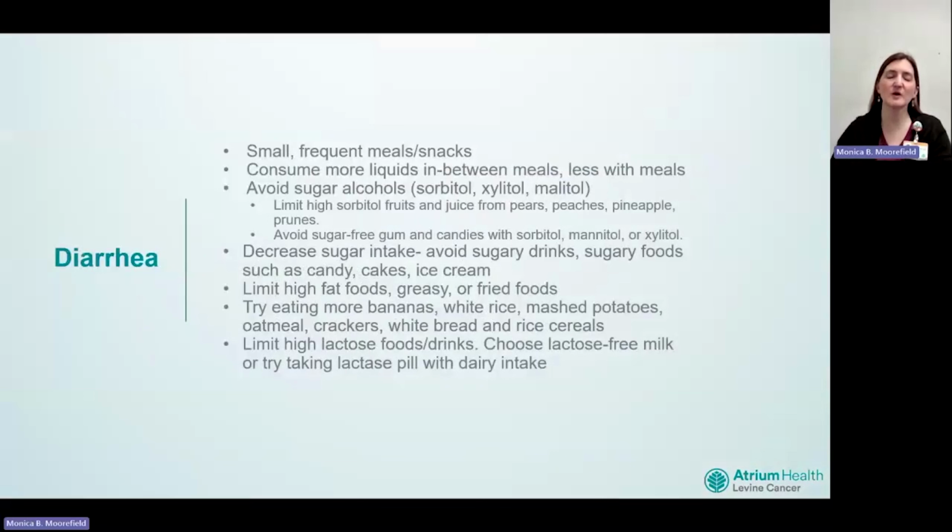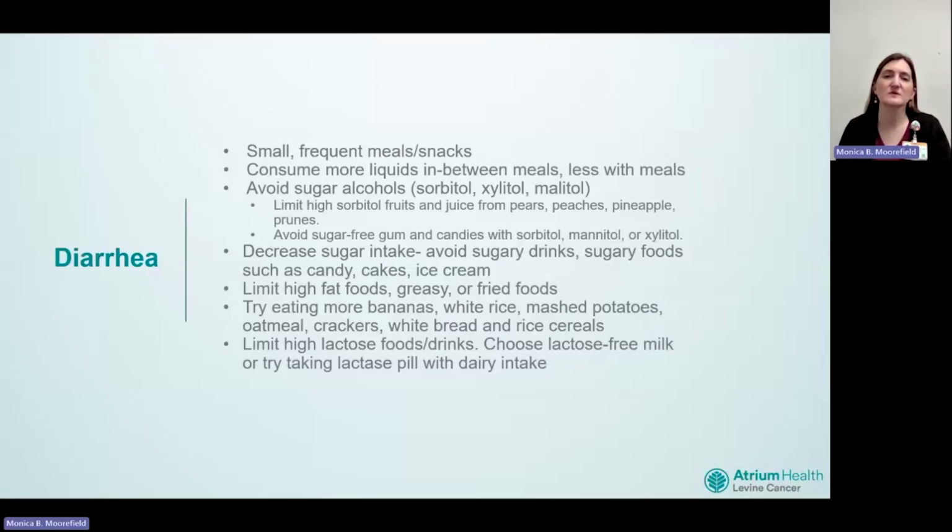And then if you're having problems with diarrhea, a few things that may be helpful: eat small, frequent meals and snacks, so like 6 times a day or so. Consume your liquids more in between your meals, less at the same time with your meals, just to help slow things down. Like waiting an hour to drink a lot of fluids, but limiting to a half a cup or less at the same time that you eat solid foods.